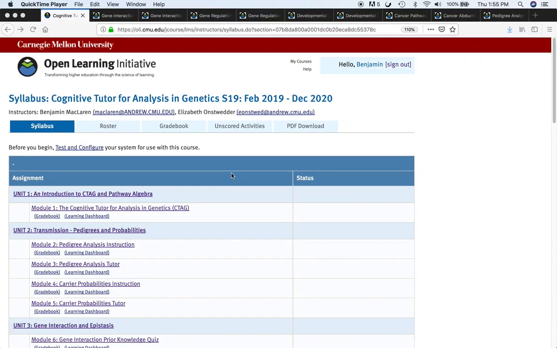I work at Carnegie Mellon in the School of Computer Science in the Department of Biological Sciences. My colleagues and I are developing software designed to help students learn to think like a biologist. The curriculum is based on an idea we have come to call pathway algebra. The software that implements this curriculum uses a technology developed at Carnegie Mellon called cognitive tutoring.